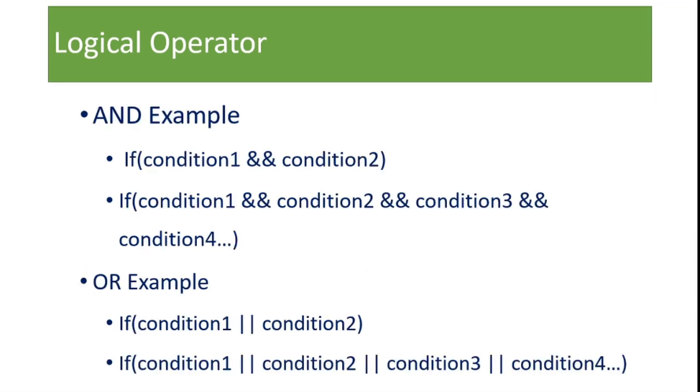Let me see how we use them. We write if, open bracket, condition 1, double ampersand, condition 2, and close the bracket. You can use more than two conditions. Similarly, in the or case also, we write if, condition 1, or symbol, I mean double pipe, and condition 2, close the bracket. This is the way we use it if more than one condition is there.